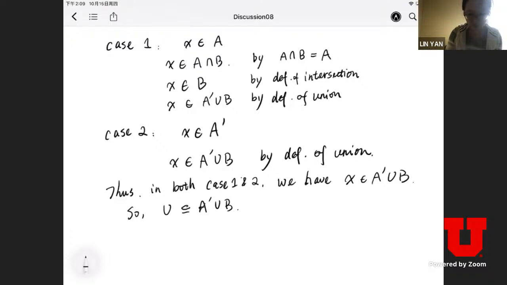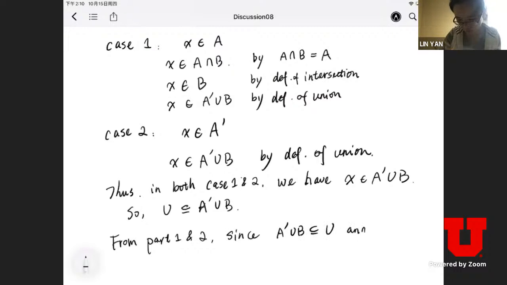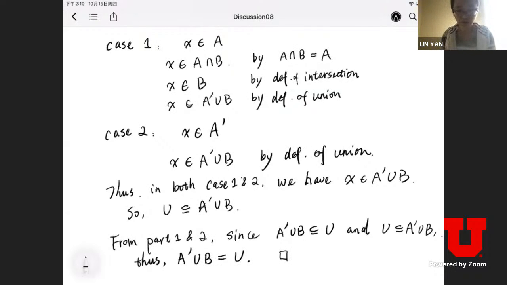And we still need to make a final conclusion. From part 1 and part 2, since A complement union B is a subset of U, the universal set, and the universal set is a subset of A complement union B, thus U and A complement union B are equal. So we are done with the first proof. Any question about the first problem?